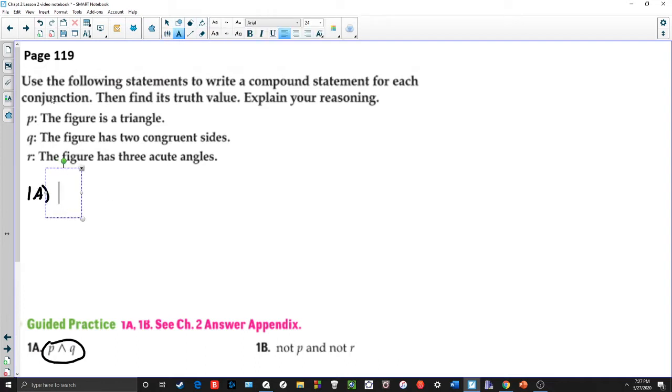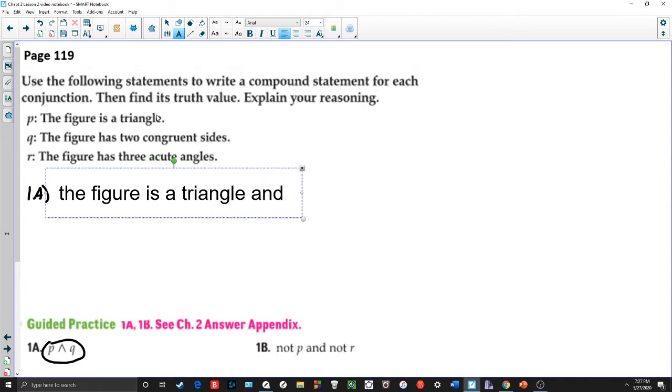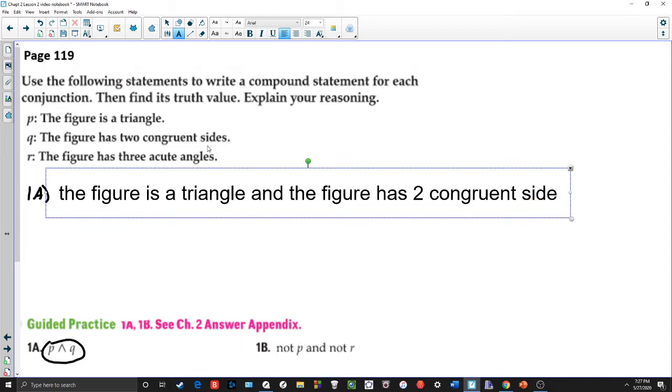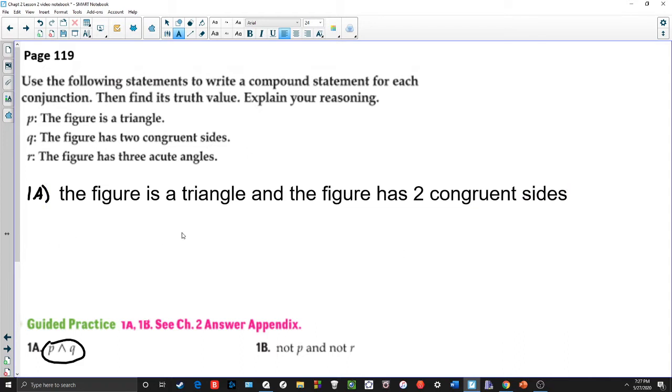So P and Q. P says the figure is a triangle. So that would be the figure is a triangle. And Q would be the figure has two congruent sides. So, and the figure has two congruent sides. So this would be my compound statement.